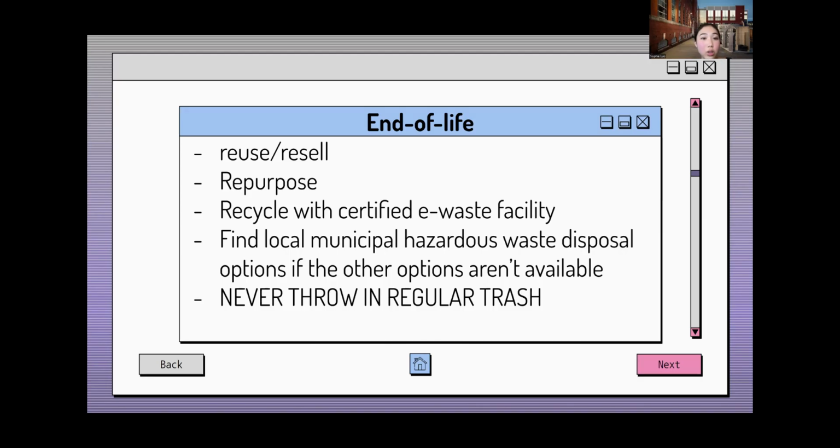We can recycle in certified e-waste facilities, which allows for safe recovery of these valuable materials. Again, everything's being sent back to the earth. You could find local hazardous waste disposal options if the other options are not available, but you never throw it in regular trash because that would contaminate the environment and waste finite resources.